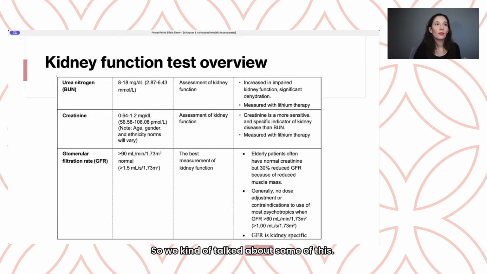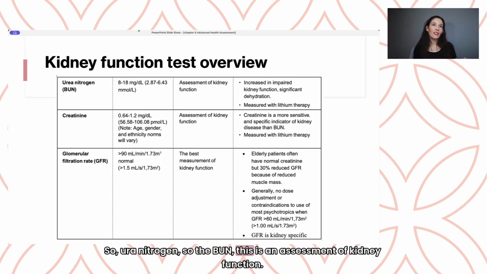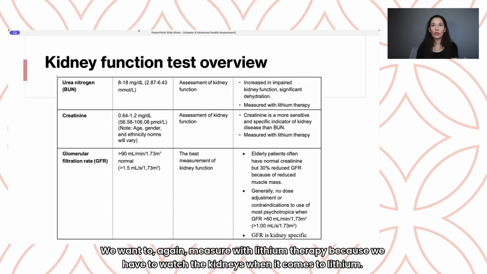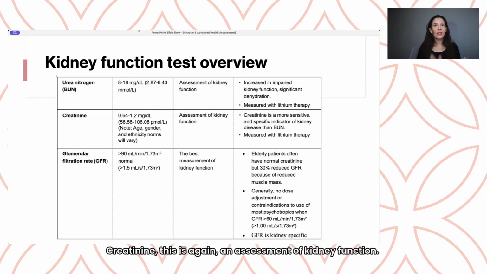All right. So kidney function test overview. So we kind of talked about some of this. So urea nitrogen, the BUN, this is an assessment of kidney function. It's increased in impaired kidney function or significant dehydration. We want to, again, measure with lithium therapy because we have to watch the kidneys when it comes to lithium. Creatinine, this is again an assessment of kidney function. It's more sensitive and more specific indicator of kidney disease than BUN, and again measured with lithium therapy.